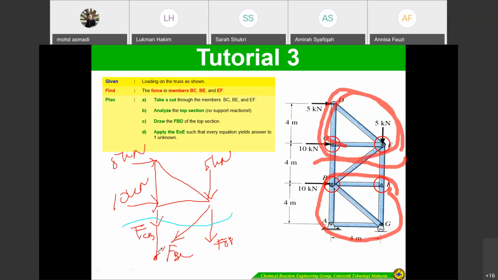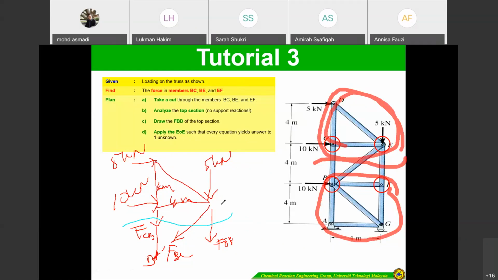This one is point B. So if you look at here, there are 3 unknowns. Okay, and the distance is 4 meters. This one also 4 meters. Okay. What else? Our target is to determine BC, BE, as well as EF. So you can start since you already drew the free body diagrams. Okay, which one can you start with?